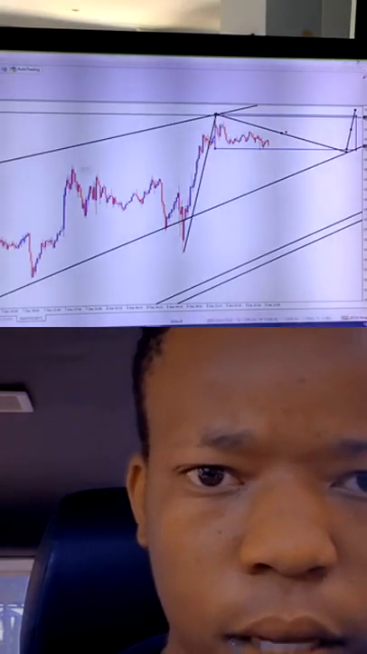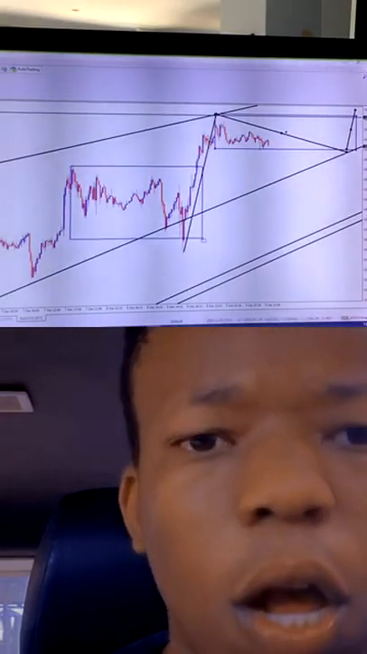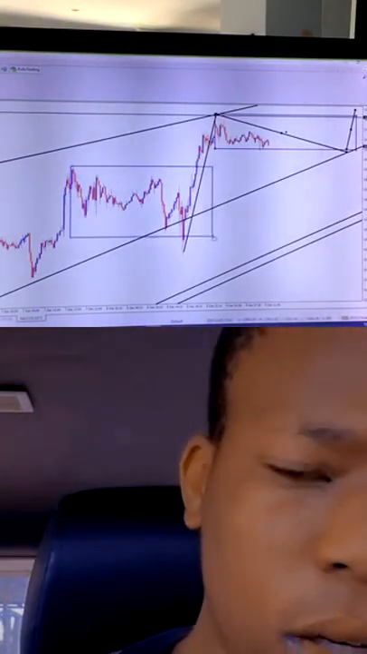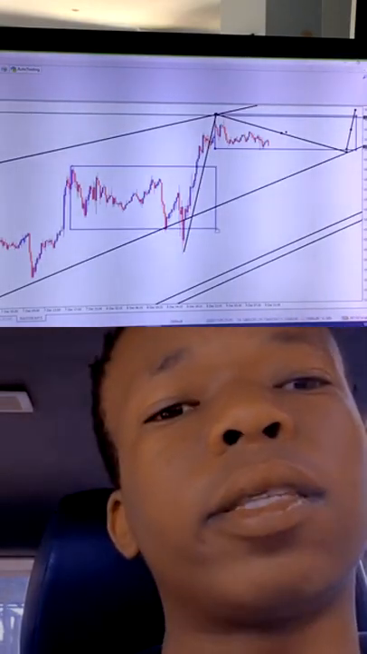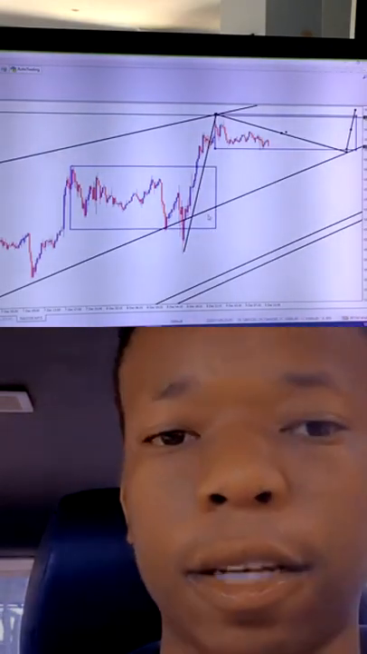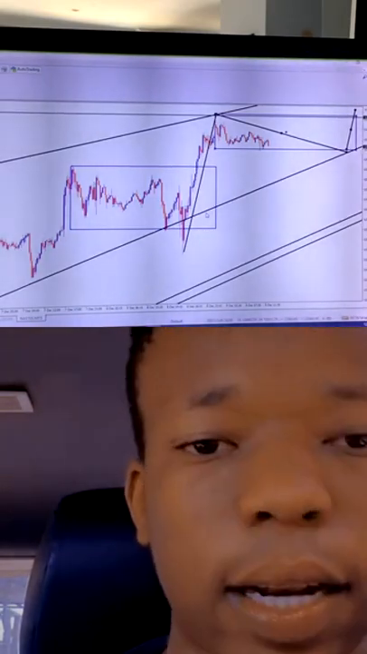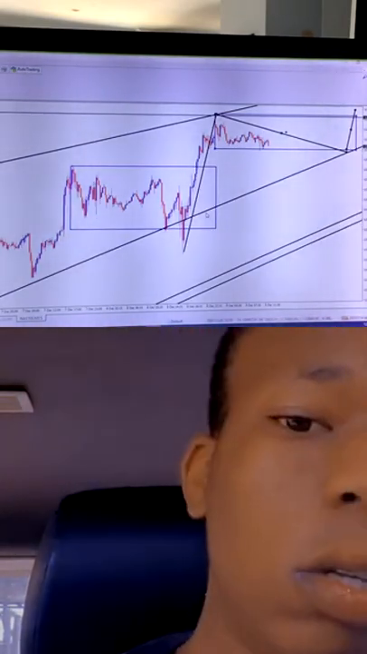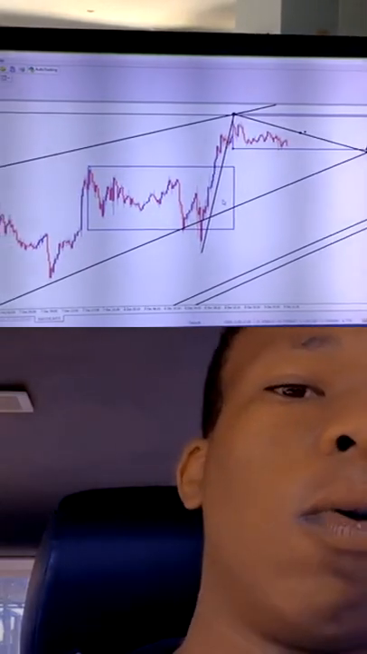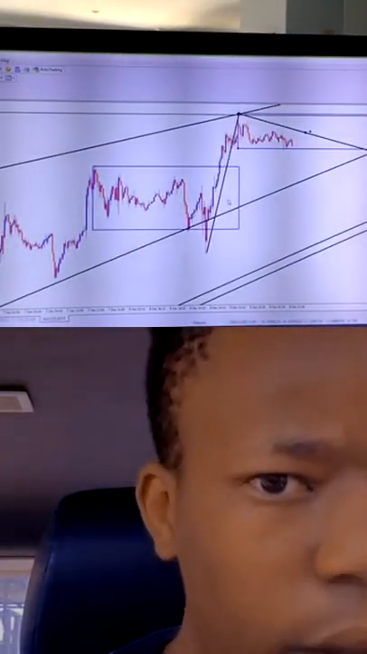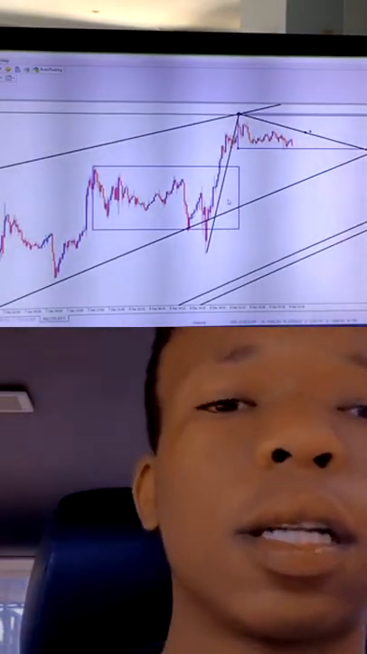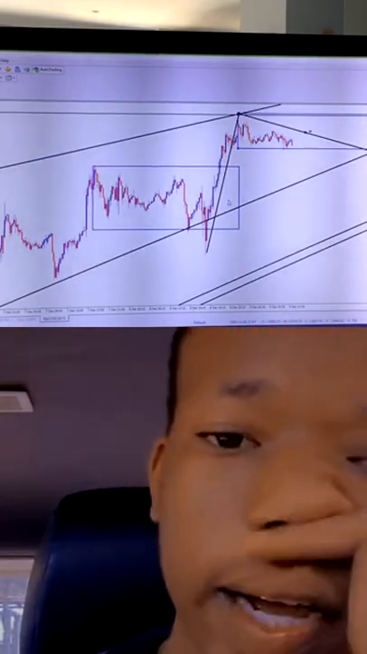I want to show you something. This one. If you check, that correction came straight to the trend line. So how do you trade this thing? We're going to wait for that correction to come and touch the trend line. That's where I'm going to buy.